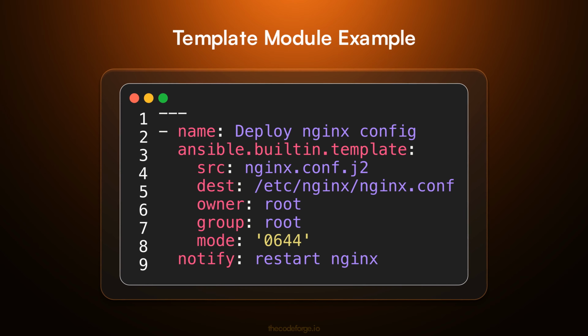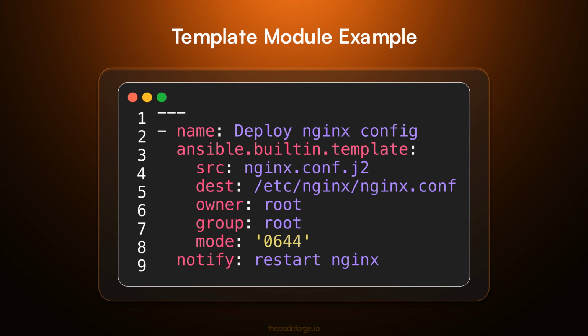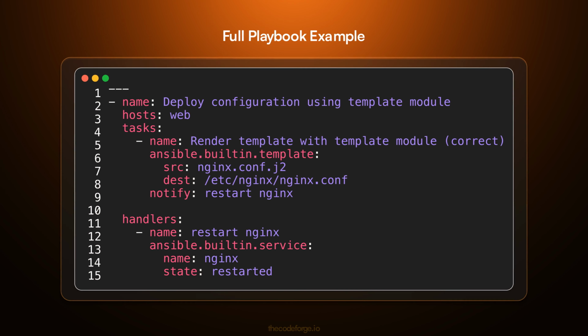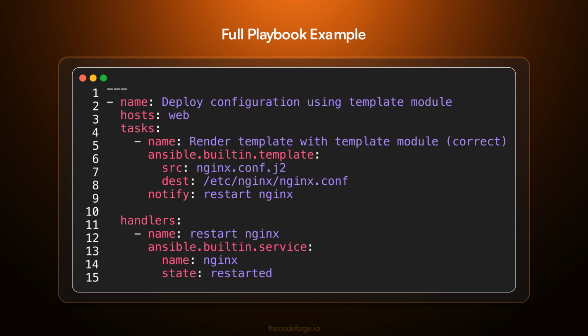Here's a typical task using the template module. Notice the source file ends in .j2, a convention that signals Jinja2 content. The module renders the template and copies it to the destination, then notifies the handler to restart Nginx if the file changed. This complete playbook shows the correct pattern. The template task is followed by a handler that restarts Nginx only when the config changes. This ensures idempotency, no unnecessary restarts.